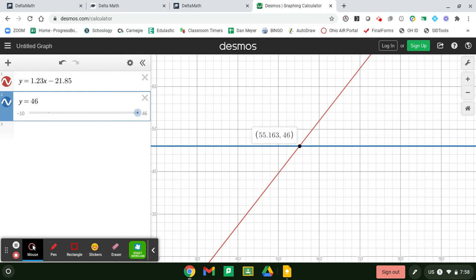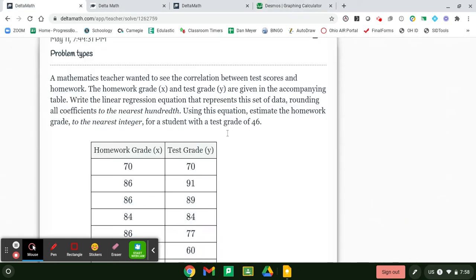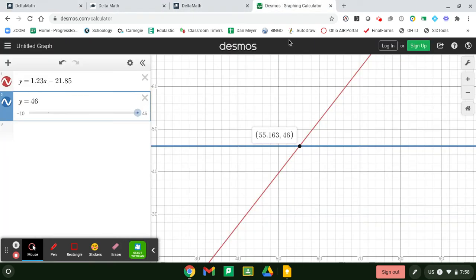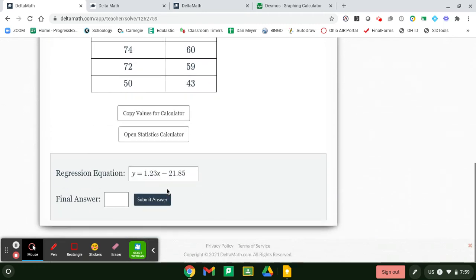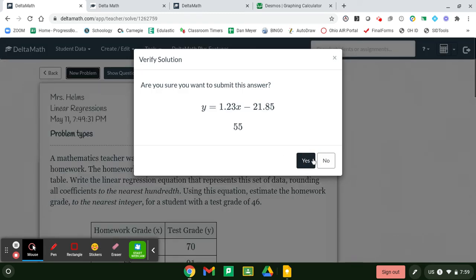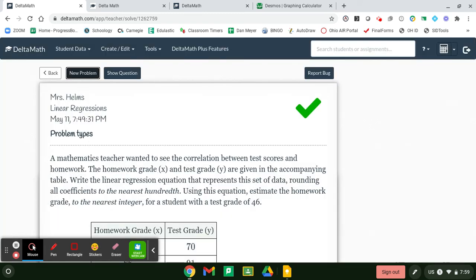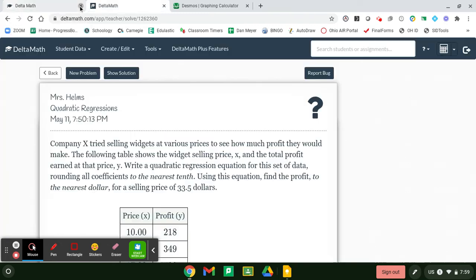So before I type that answer in, let's go back to the question. And it says, estimate the homework grade to the nearest integer, which means whole number. So I got 55.163, so my nearest whole number would be a 55. So I can go back to my question, type in 55, so a homework score of 55. This gives me a red X. Okay, thank goodness. All right, so that is the linear regression. I'm going to go ahead and delete out of that.